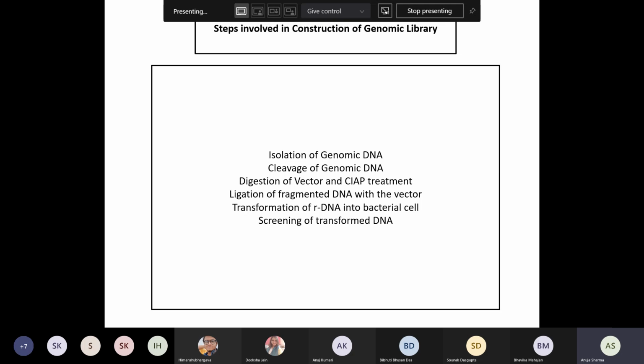Then the next step: suppose you have a digested vector and now you have your gene of interest. You will ligate the fragmented DNA with the vector, then transform the recombinant DNA into bacterial cells, and then screen the transformed DNA. Now we will read each step, how to do it and what procedure you can follow.